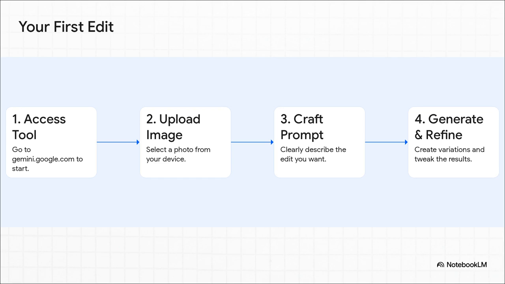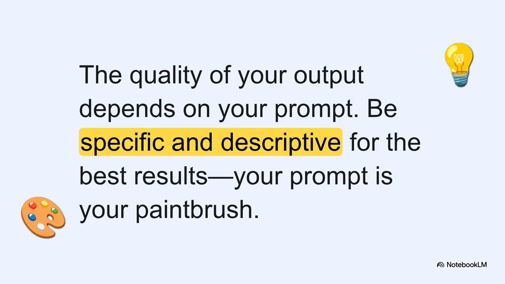It's literally just 4 simple steps. You don't have to download anything, which is great. You just go to the Gemini website, pop in your image, type out what you want to change, and hit generate. That's it. You're off and running. Okay, but here's the most important tip I can give you. The real power is in your prompt. Seriously, the quality of what you get out is 100% dependent on the quality of what you put in. So be specific, be descriptive. Think of your prompt as your magic wand. The more detailed your spell, the better the magic.